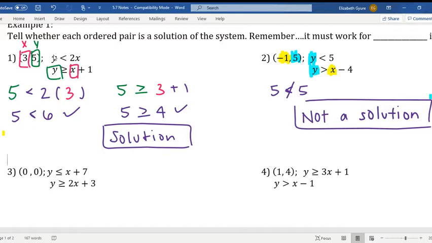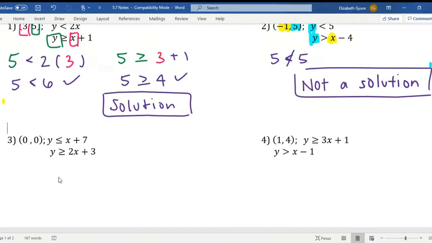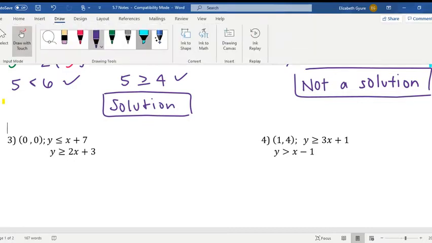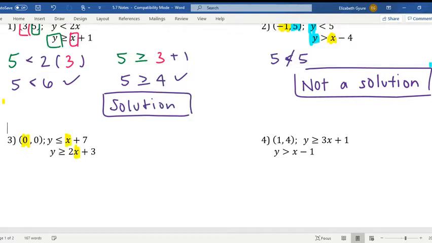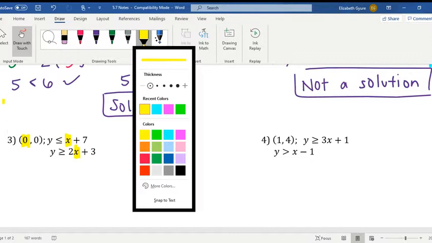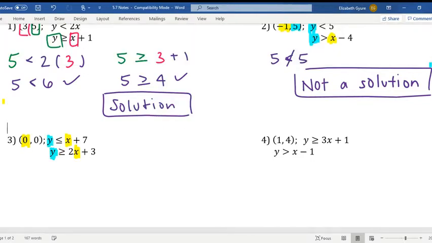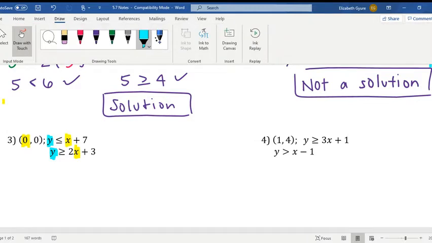All right, so for number 3, we got 0, 0. And we have y is less than or equal to x plus 7, and y is greater than or equal to 2x plus 3. So we just got to plug zeros in for x's and zeros in for y's. That should be pretty easy to remember. What was that, Alex? The y will be greater than or equal to 3. So yeah, you're probably right. It's probably not going to work, but let's double check.